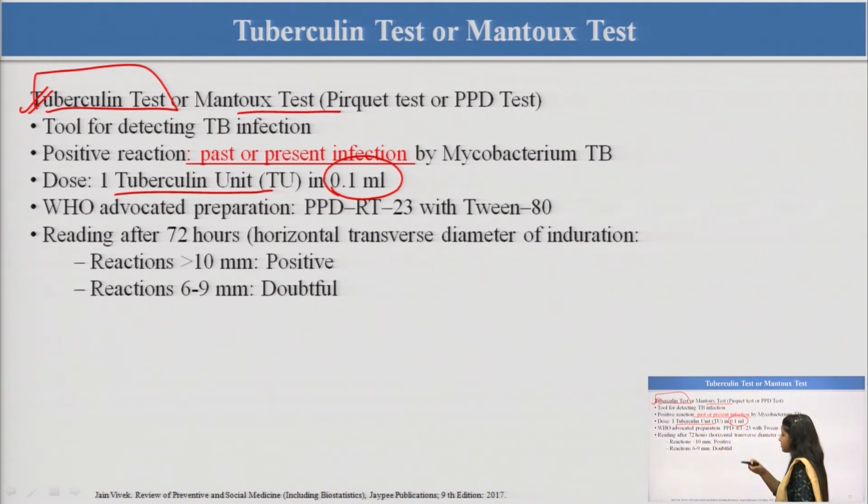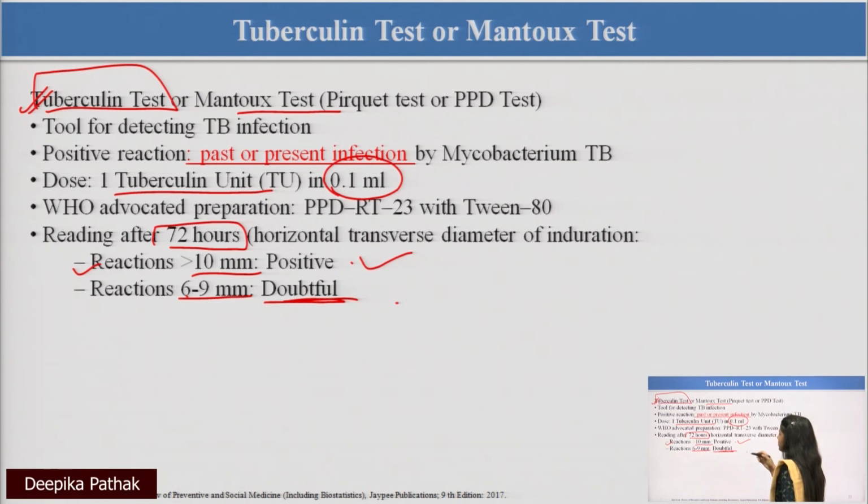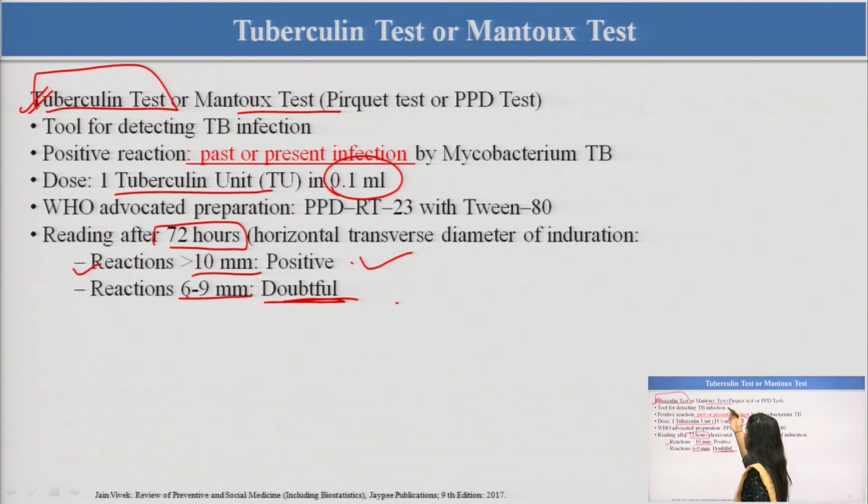So we will give this antigen to the patient, and after 72 hours we will note the reading. If it is showing a reaction of more than 10 mm, it means a positive test. If it is showing a reaction of nearly 6 to 9 mm, this area will be inflamed and red in color, so that will be doubtful. So this is one of the basic screening tests which we are doing, the Mantoux or tuberculin test, to identify whether the patient is suffering from tuberculosis or not.